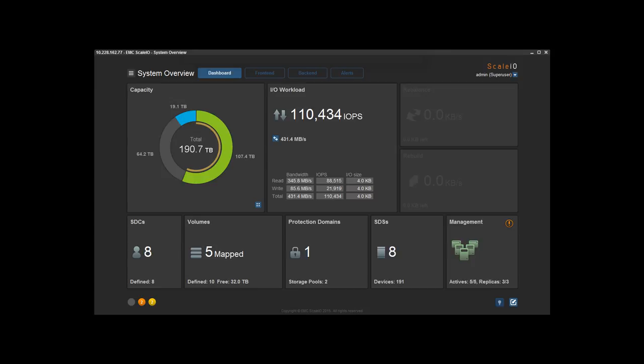Here we see the ScaleIO landing page. The ScaleIO system has more than 190 terabytes of raw capacity and is servicing a workload consisting of both reads and writes. The system has a total of 191 drives consisting of a mix of both SSDs and spinning media distributed across 8 nodes.